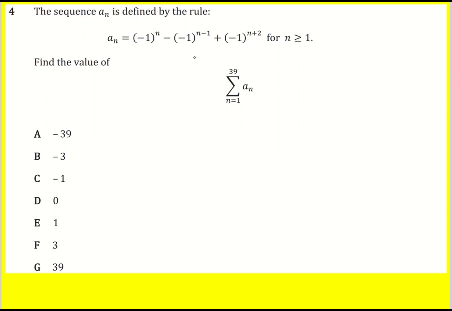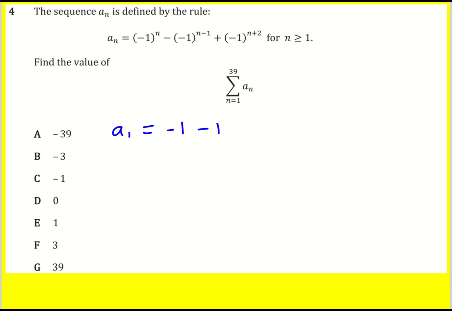A sequence is defined by this nth term, and we're asked to sum the first 39 terms. Well, let's work out a few of them. A1, let's be really careful here, is going to be minus 1 to the power of 1. Well, that's minus 1. Then minus 1 to the power of 0. That actually ends up being 1.